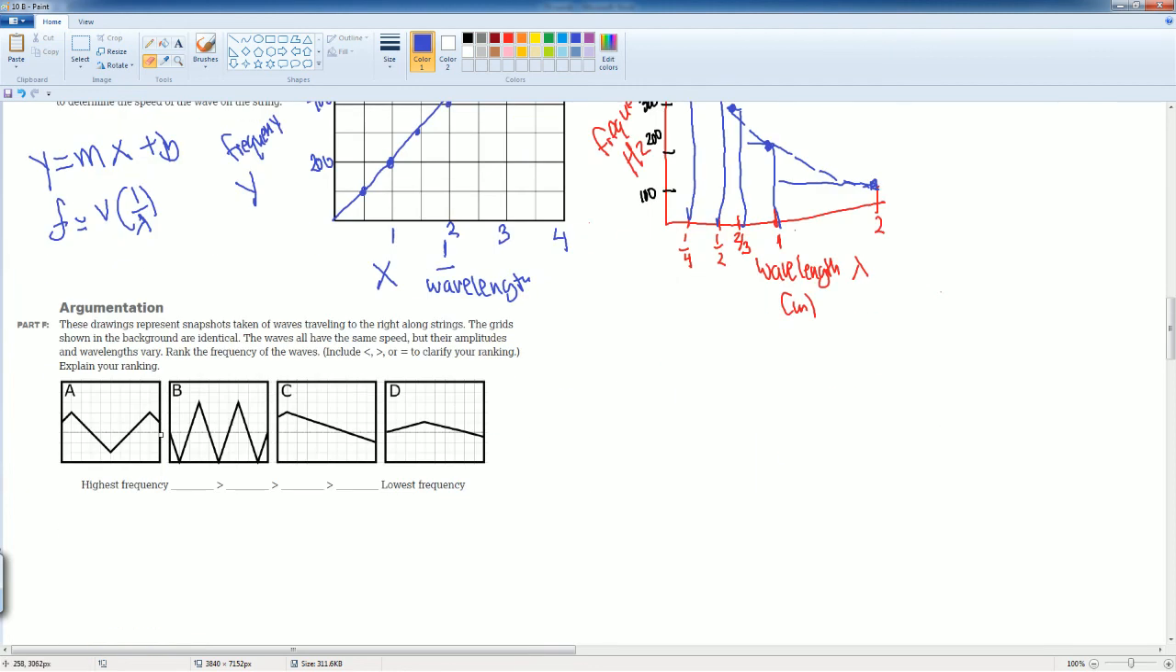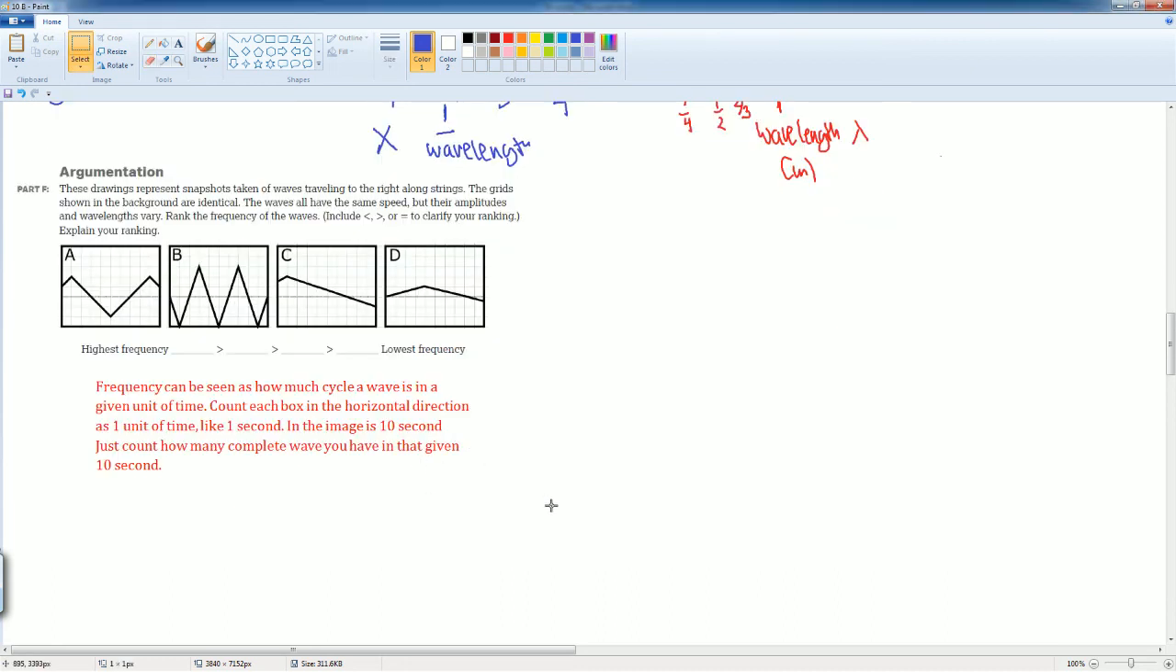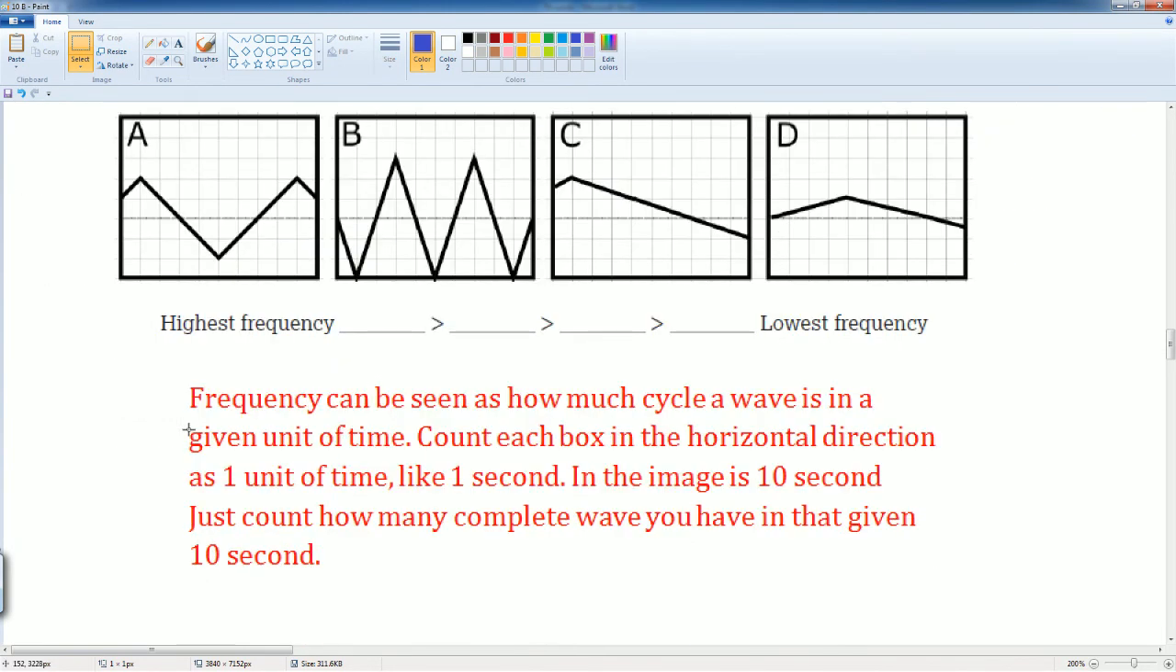Okay. Next, you want to draw a representation of the snapshot taken here. All right. So you just want to count its frequency. I know frequency is just how many cycles a wave has in a given time. So what you're gonna do is count the boxes here. So I count these as time, right? So this is 1 second, 2 seconds, 3, 4, 5, 6, 7, 8, 9, 10 seconds. Okay? So these are seconds. So I count that. In 10 seconds, how many waves are there?